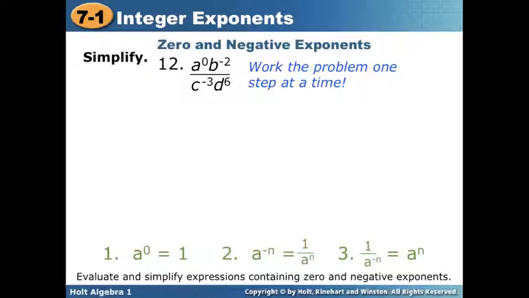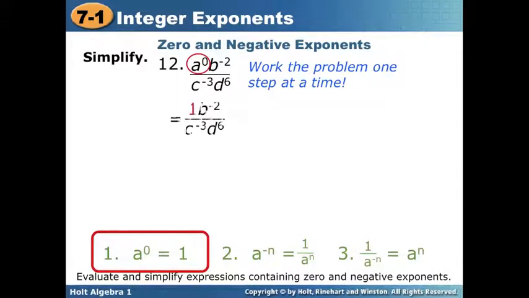Example number 12. Here we will have multiple properties we will need to use. When doing this problem, work one step at a time. We will start with the a to the 0. Well, anything to the 0 power equals 1. So 1 times b to the negative 2 over c to the negative 3 times d to the 6.